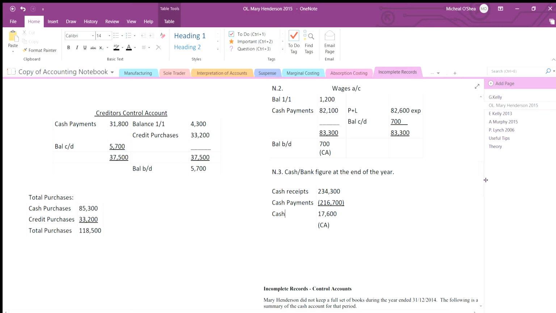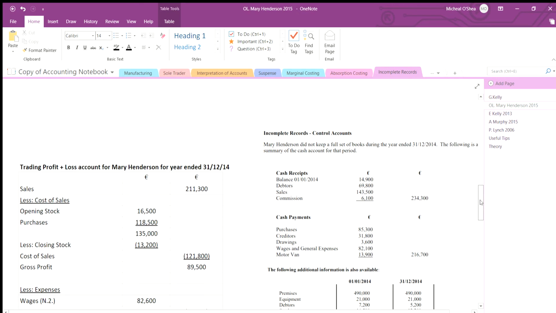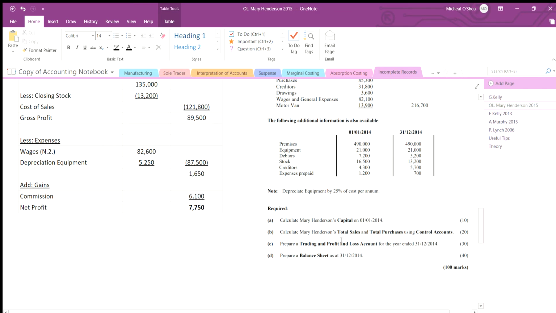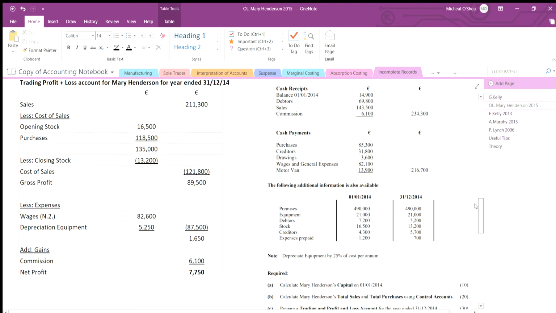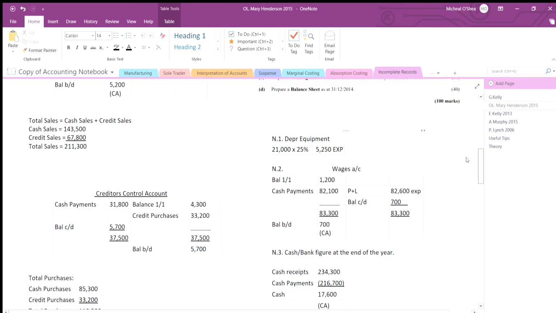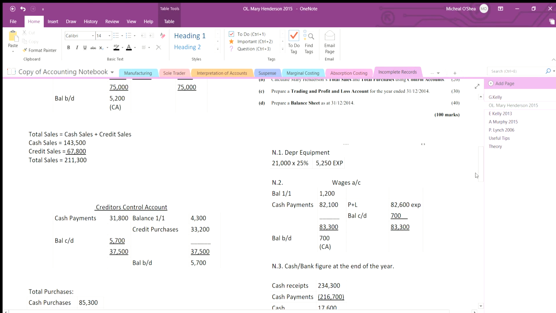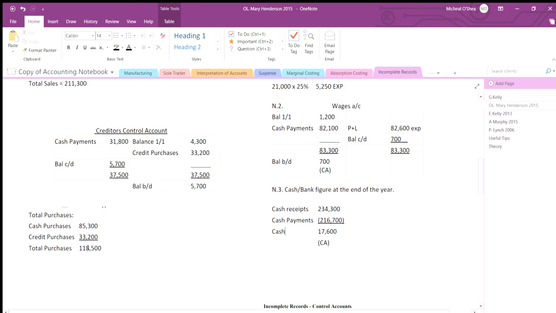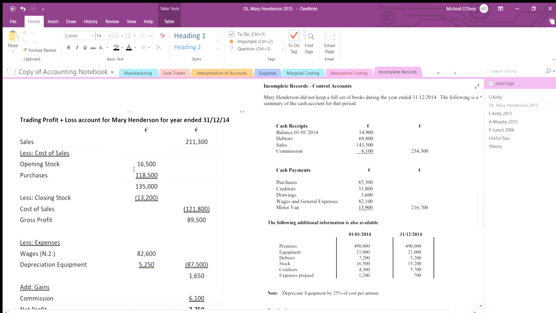So we have everything in place now to finish the ordinary level question, to do the trading profit and loss and the balance sheet. So what does it look like? Well, trading profit and loss starts with sales. This 211,300, I got that from my total sales figure up here, my credit and cash sales. I took my total purchases figure of 118,500. Opening stock, there I get my opening stock from the opening figure for stock of 16,500, and the closing figure for stock of 13,200 goes here.